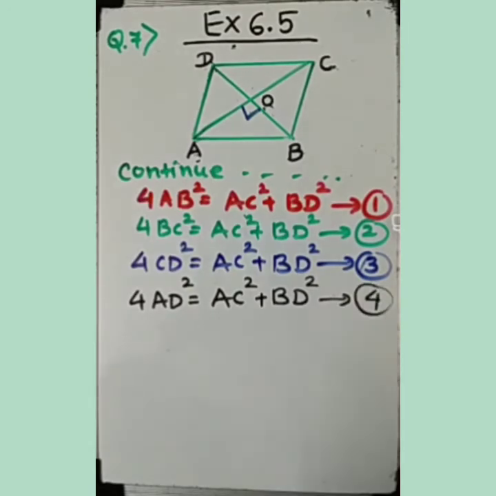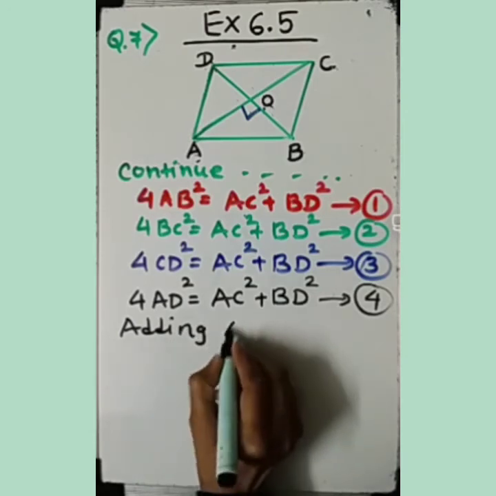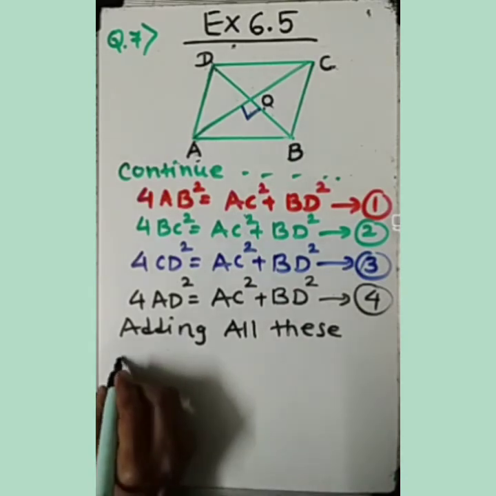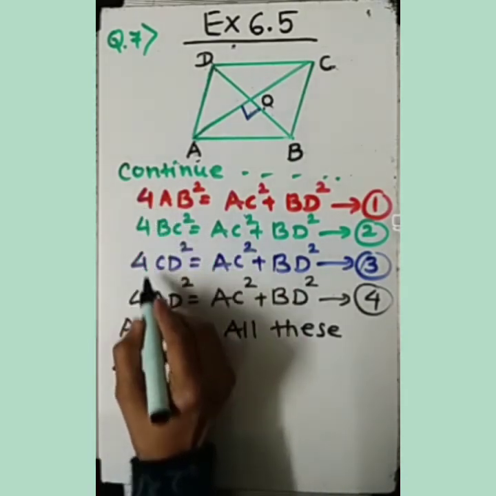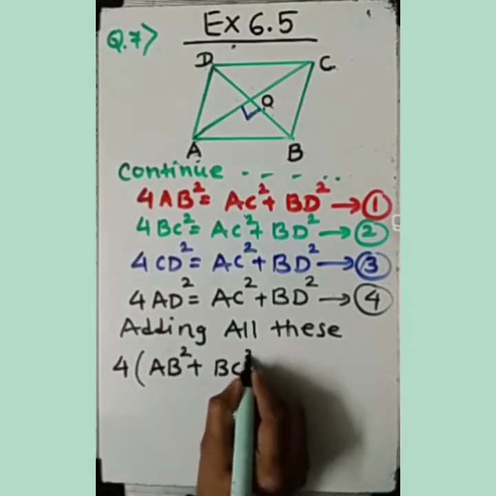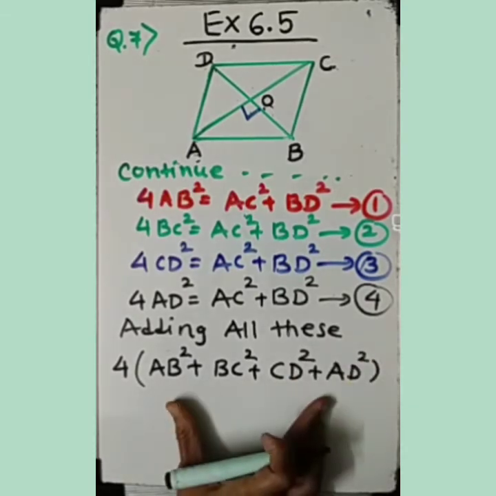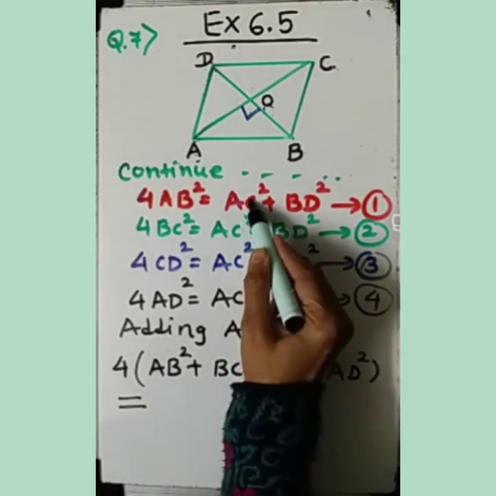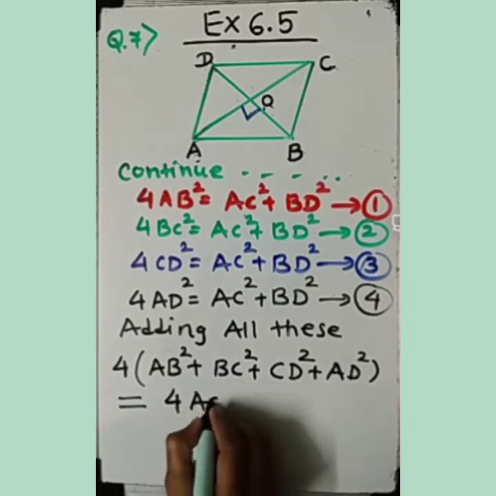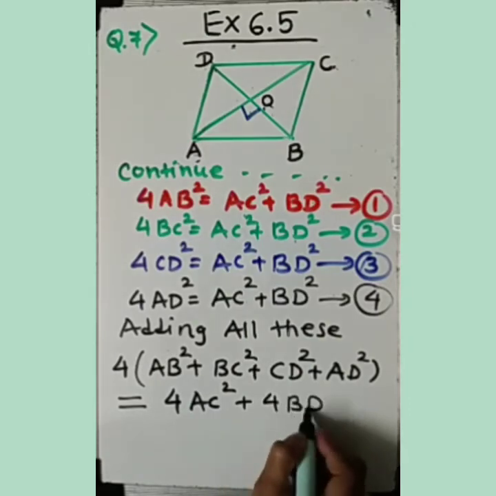Now what are we going to do with all 4 results? Adding all these 4 results, 1, 2, 3, 4. What do we have? On the LHS side 4, 4, 4 all the way, so common I am writing. So AB square plus BC square plus CD square plus AD square. This is LHS side, which will be equal to AC square, AC square, AC square, AC square, 4AC square. Agree? Same way this BD 4 times gives the result 4BD square.